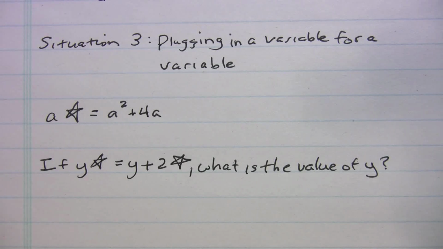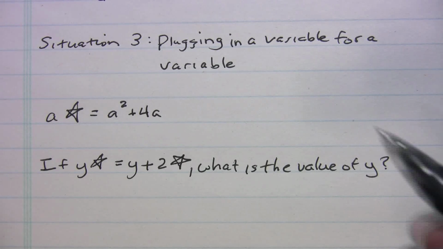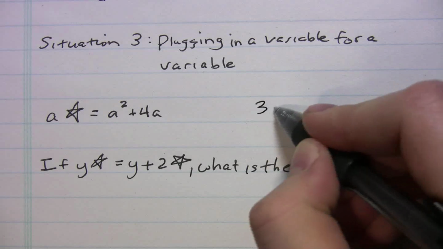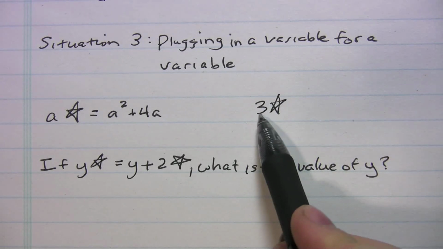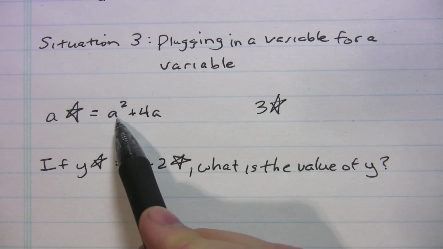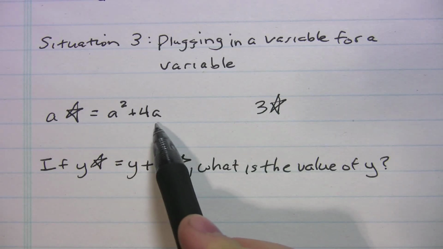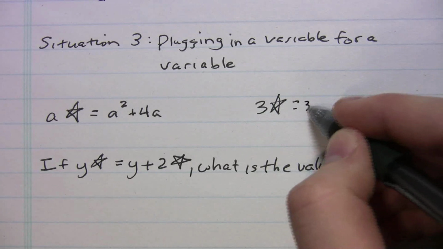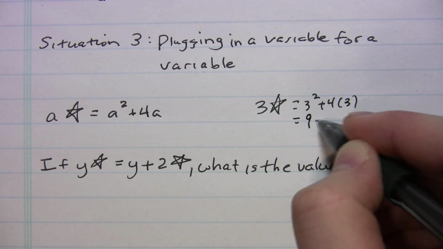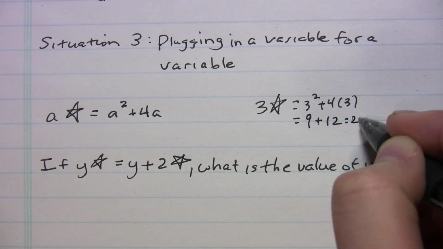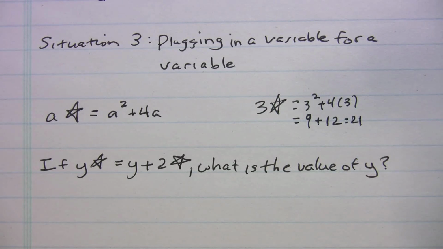So normally, let's say we wanted to make this really easy. And I ask you, what the heck is 3 star? Well, you just plug in 3 for A, right? So that'd be 3 squared plus 4 times 3, or 9 plus 12, 21. That would be the easy way to do it, or that's the old way. But now we have variables, so we got to plug in a variable for a variable.